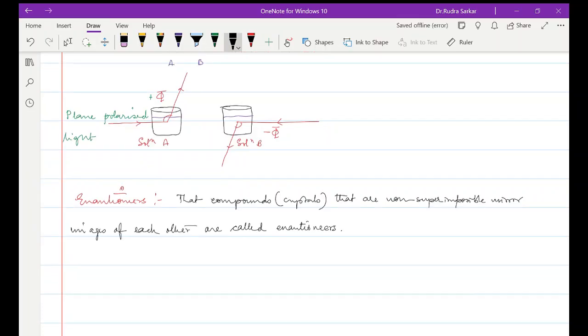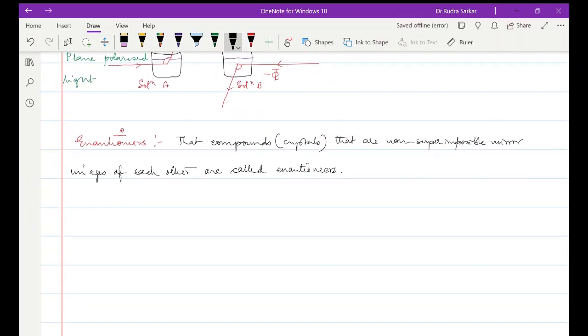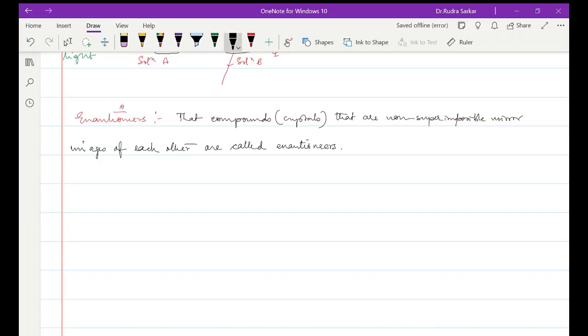Okay. Now here the compounds that we are talking about, okay, they also can be gases, liquid, or molten or solution. That has to be kept in mind. Okay.